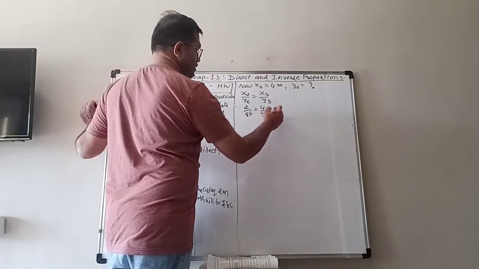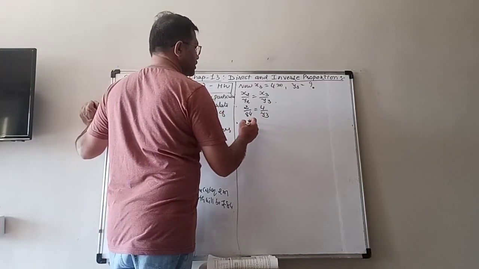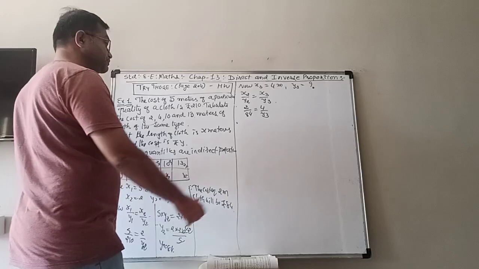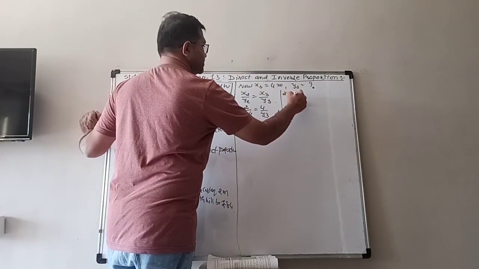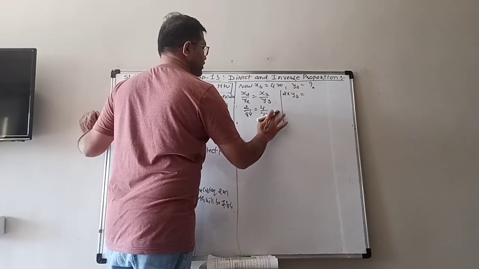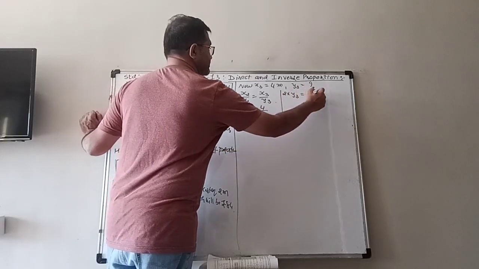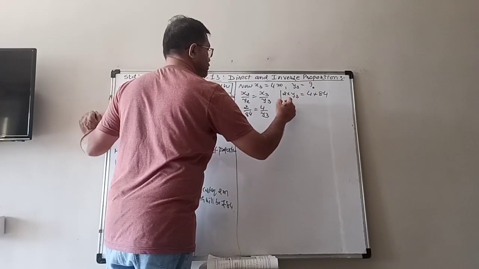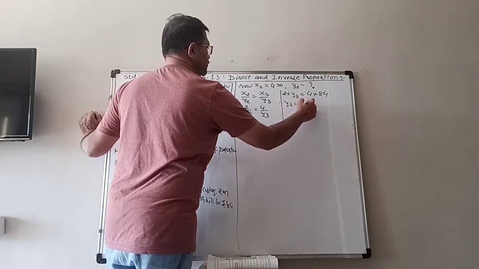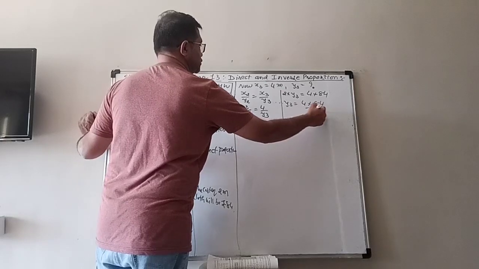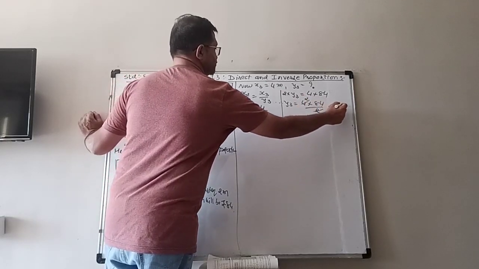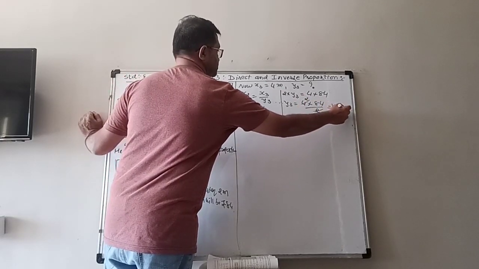Therefore, we will do the cross multiplication now. So 2 multiplied by y3 is equal to 4 multiplied by 84. So y3 is equal to 4 multiplied by 84 divided by 2. That is 4 twos are 8, 8 twos are 16.